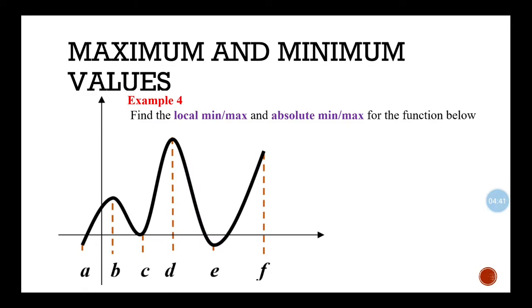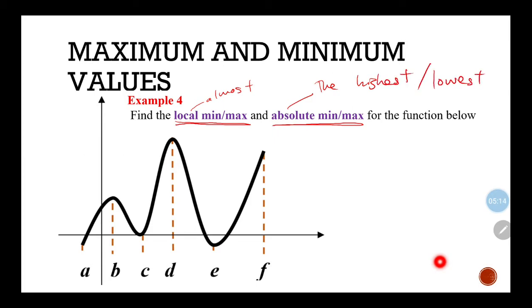Okay, so now let's look at example 4. Example 4 wants us to find the local minimum and maximum, and also the absolute minimum and maximum. So whenever you think local, it is almost there, okay? Almost there, but not quite reaching it. And absolute means it is the highest or the lowest, right?